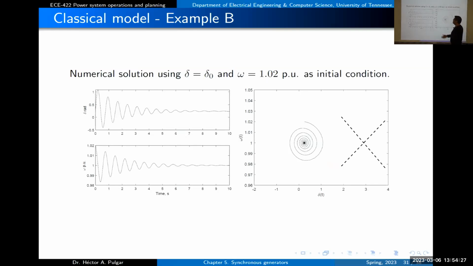Because we didn't consider any disturbance yet, we used the equilibrium point, and we shifted it a little bit. In this case, instead of having a frequency of 1 per unit, we consider the frequency 1.02 per unit, a little bit higher in frequency. When we do that, that's the evolution that we have for the system.